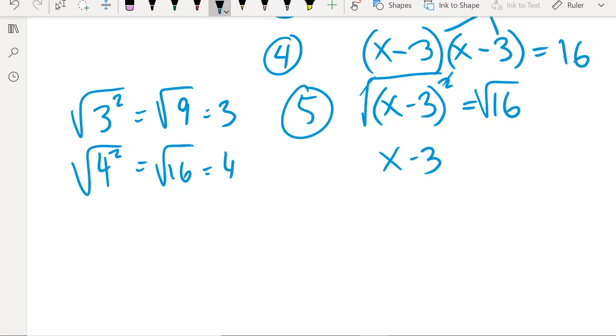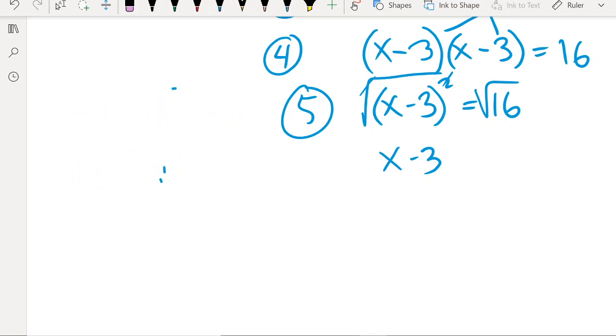Anytime I take a number and I square it and then I square root it, I just get back to that same number. So since that's true all the time, even with x minus 3, because no matter what x is, it's going to give me a number, right? So little side note there. And then, of course, I get plus or minus 4 here.